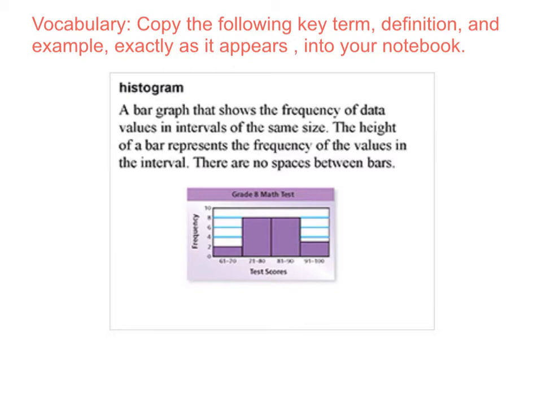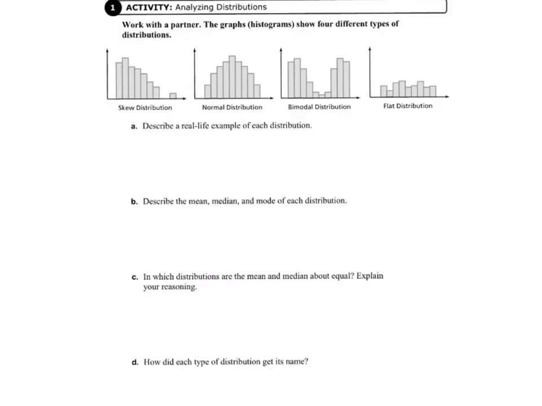Copy the following key term, definition, and example exactly as it appears into your notebook. Histogram. A histogram is a bar graph that shows the frequency of data values in intervals of the same size. The height of a bar represents the frequency of the values in the interval. There are no spaces between bars. Today we'll be starting on page 193 in your Record and Practice Journal.